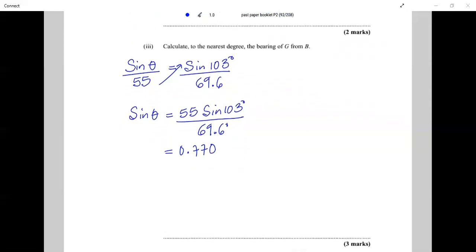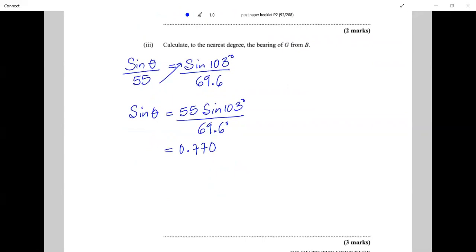If I know the sine of an angle, to find the angle, I must use sine inverse. So theta is equal to sine inverse of 0.77, and theta here is equal to 50 degrees. It's actually 50.4, but I'm going to drop the 0.4.